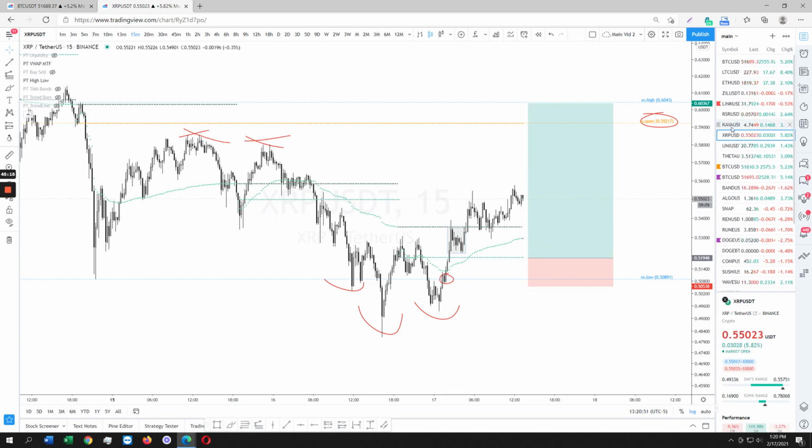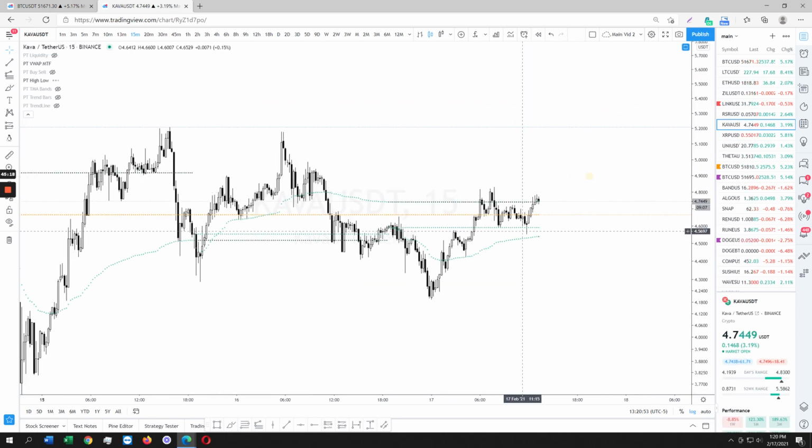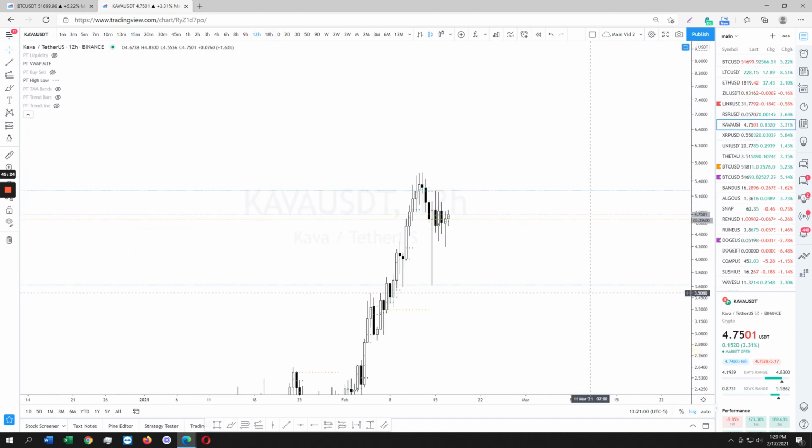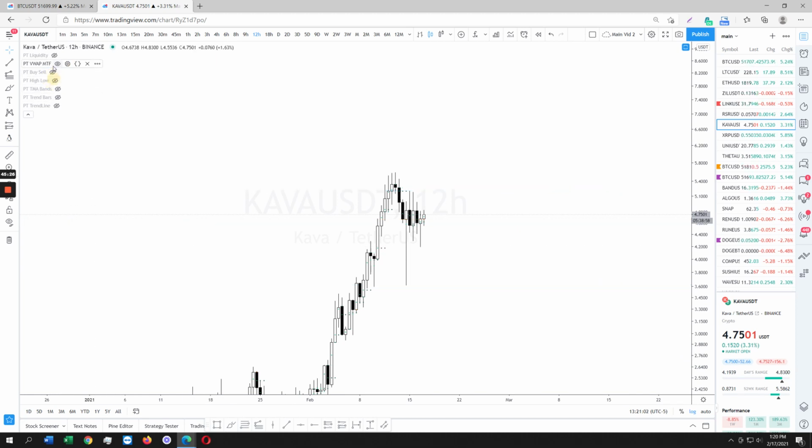Kava, I'm sitting in Kava longs. This is beautiful. I don't even have to talk about that. It looks fine. At high time frame, though, it looks like we are potentially. Look at that. Look, hold on. Let me just show you guys something. Look at this wick that was put in, bro. Look at this wick. Look at this wick.